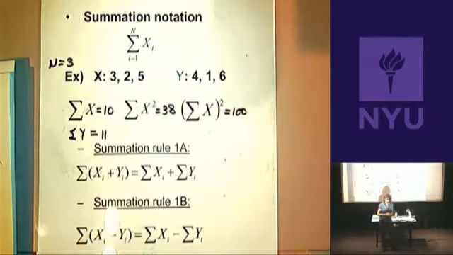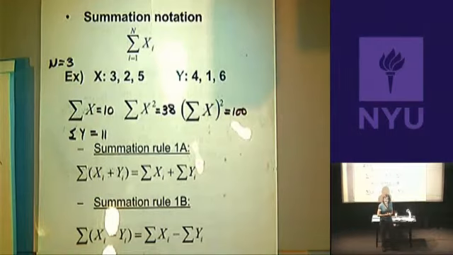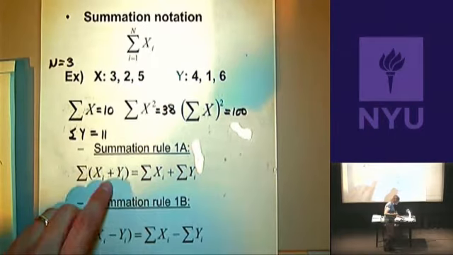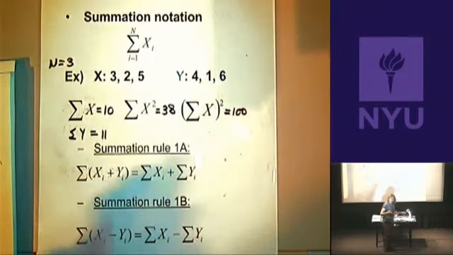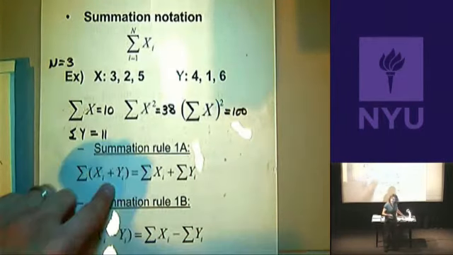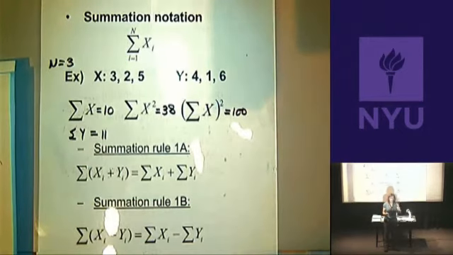Okay. Now let's talk about some really fast rules dealing with summation notation. Okay? This first rule, right? The sum of x plus y. The way it says here on the left really says add the first x score with the first y score, and then add the second x score with the second y score and the third x score with the third y score. Add those all up, right?